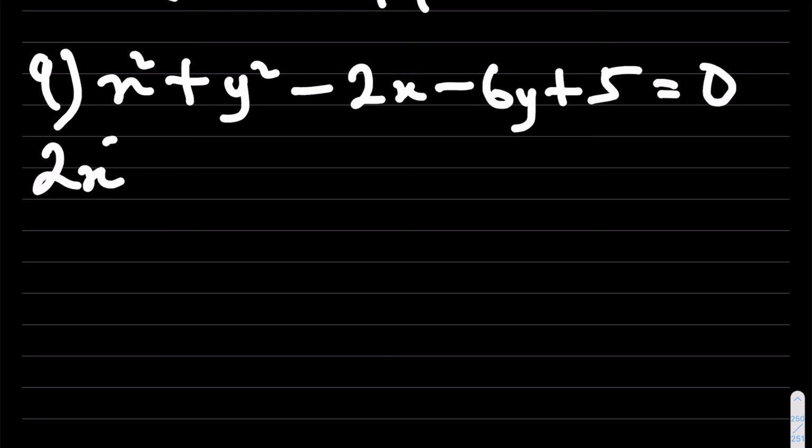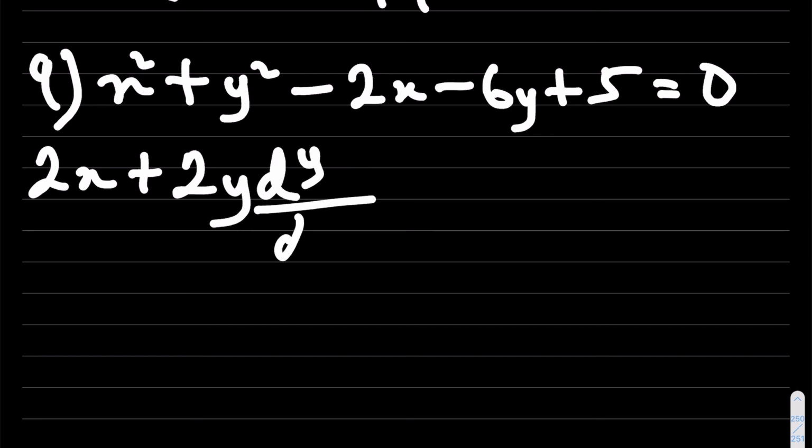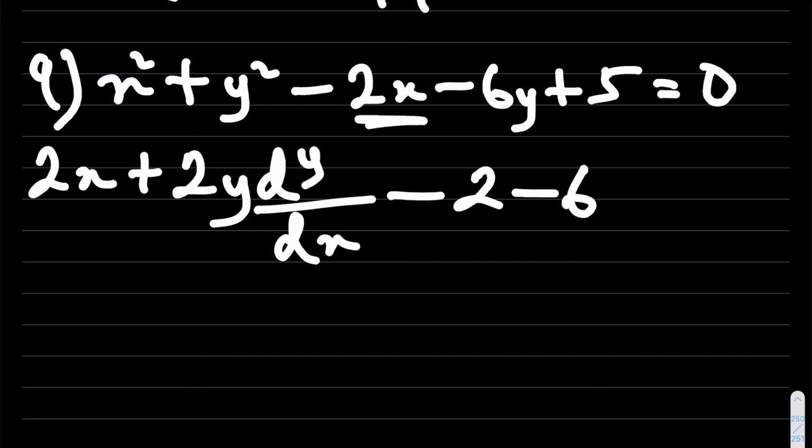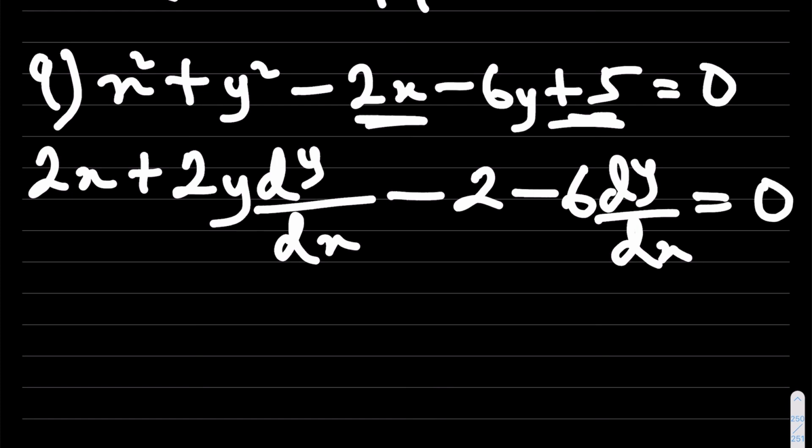The derivative of x squared is 2x, plus the derivative of y squared is 2y. And since it's an implicit function, we attach dy dx to any y that we differentiate. The derivative of minus 2x is minus 2. The derivative of minus 6y is minus 6, and we attach dy dx as usual. The derivative of 5 is 0, so that's just 0. And then we say equals 0.